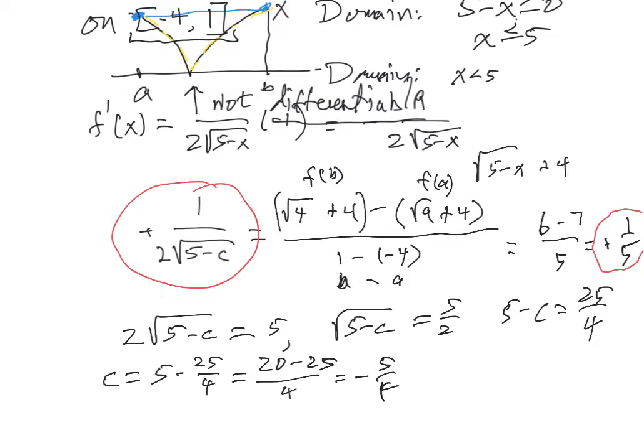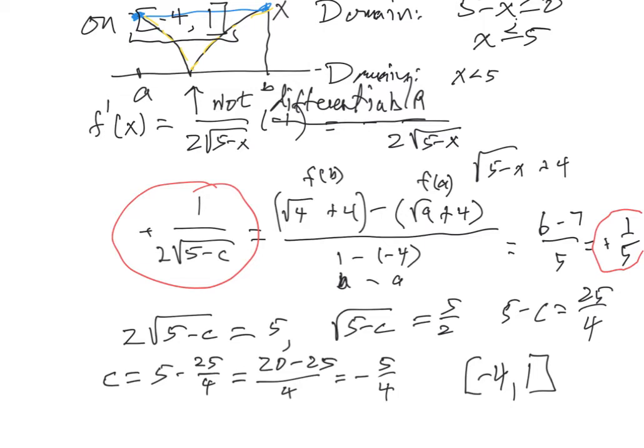And remember, our interval was minus 4 to 1. So this number is very definitely on the interval. Unlike the picture I drew, there's only one number, evidently only one solution to our equation. But we found it. So we showed the mean value theorem was satisfied, and we took it one step further. And for a particular function, we found the value of c that was guaranteed to exist.